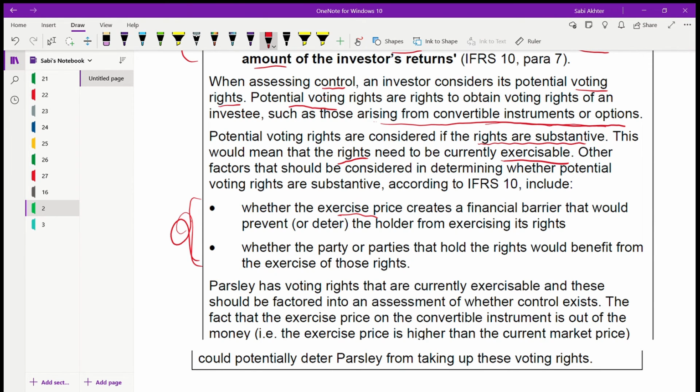So you have to see whether the exercise price is favorable or not, because if it is not favorable, it can create a barrier for you to exercise it. Next, whether the party or parties that hold the rights would benefit from the exercise of those rights. The ones who have this right, are they going to benefit from exercising those rights? You have to see these two things also.